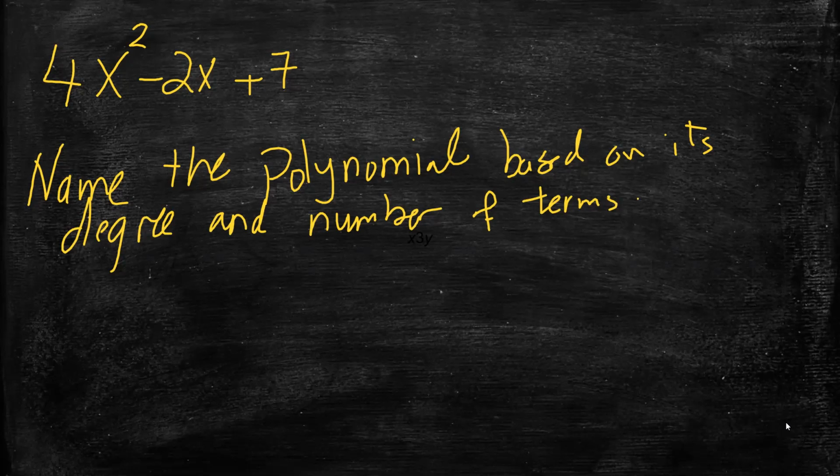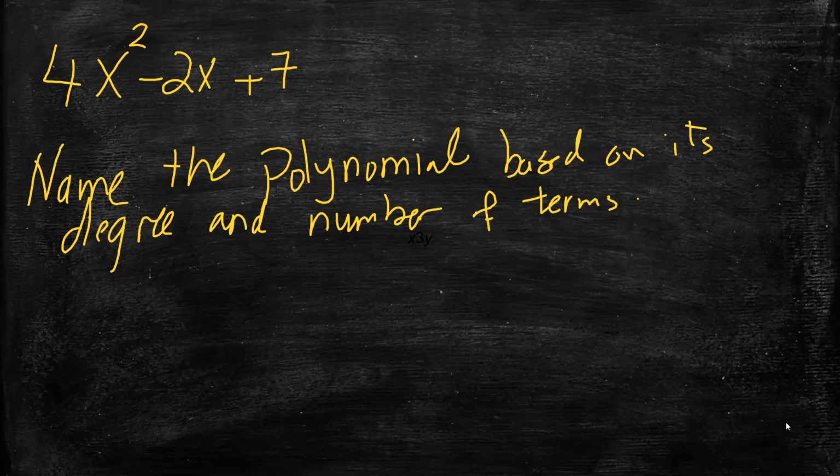If you want to name it, as you remember the table before, you have to tell me if it is monomial, binomial, trinomial. And don't forget monomial, like monocycle, one term only. Binomial, like bicycle, we have two terms.